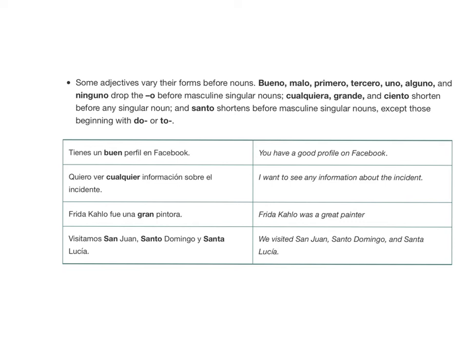Lastly, some adjectives vary their forms before nouns. For example, bueno, malo, primero, tercero, uno, alguno, ninguno, all drop the O before masculine singular nouns. So they would become buen, mal, primer, tercer, un, algún, ningún.